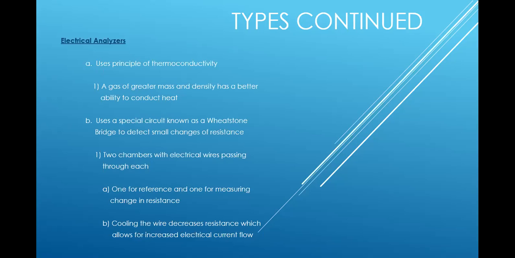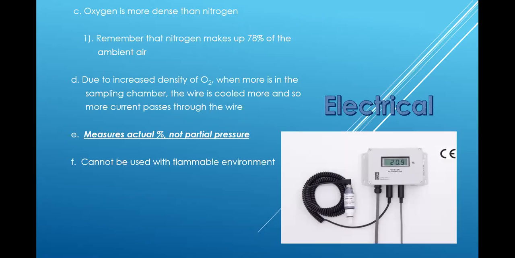Two chambers with electrical wires passing through each one. One for reference and one for measuring change in resistance. The cooling of the wire decreases resistance, which allows for increased electrical current flow. All this stuff going on. Oxygen is more dense than nitrogen. Okay? And so remember that nitrogen takes up 78% of the ambient air.